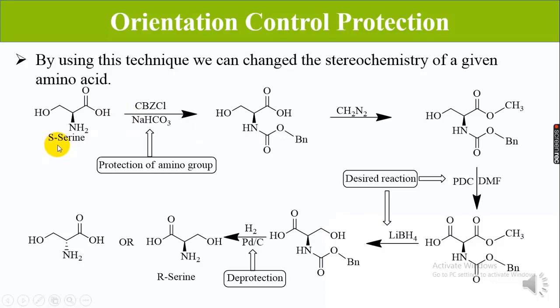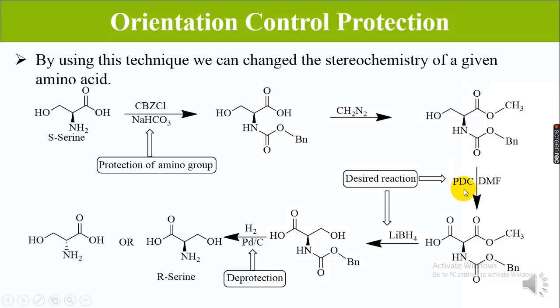Here we will change the stereochemistry of a given amino acid. This is the S-serine amino acid and we will change it into R-serine. First we will protect the amino group by using amino group protection. This amino group will be protected first and after that we will treat it with diazomethane. Diazomethane is the protecting group used for carboxylic acid, and this carboxylic acid is changed into an ester.